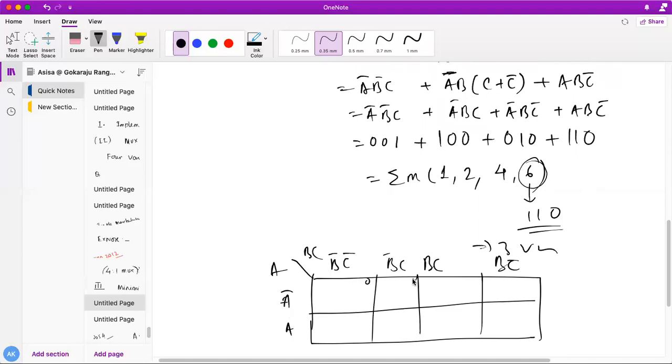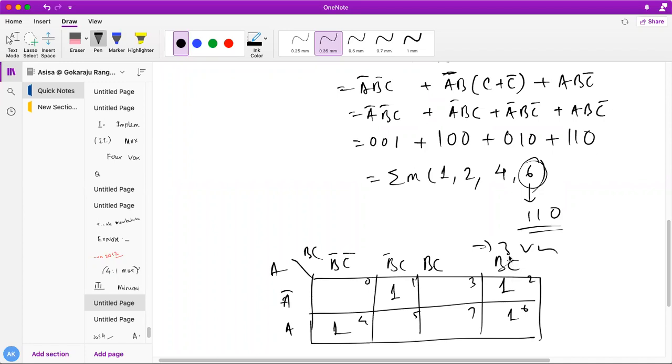Now I know the positions: 0, 1, 2, 3, 4, 5, 6, 7. Now you just put those values over there. 1 is present, 2 is present, 4 is present, 6 is present. So how to do this? Very simple, I can combine this actually. Any mistake we have done, students?